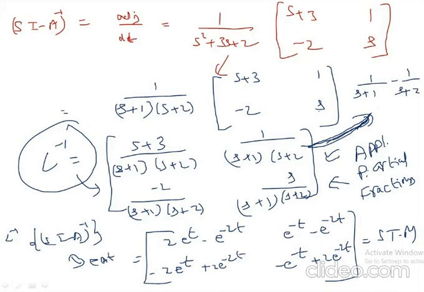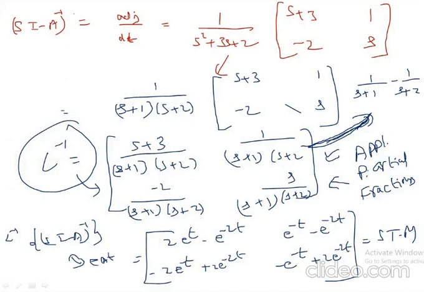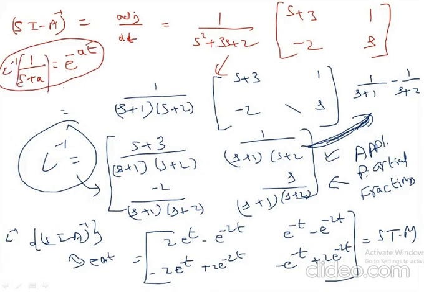All of you are aware of the formula for applying the inverse Laplace transformation: the inverse of 1 by (s plus a) is equal to e power minus at. Using this same thing, you can apply it here. Then this will become e power minus t minus e power minus 2t, the same thing I have written here. Like this for the rest of the things. Please make a note.